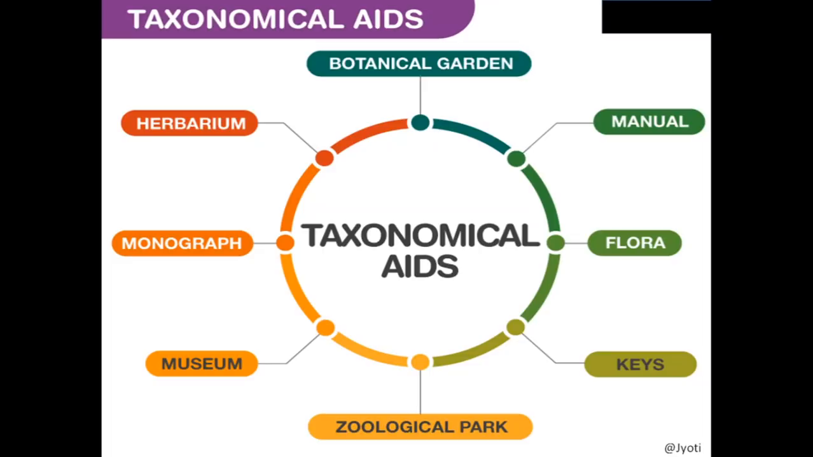For animals, we can go for zoological park. For plants, we can go for botanical garden. Similarly, for plant species, we can go for herbarium. For animals, we can go for museum. So, for different groups of organisms, we can refer to different taxonomical aids. So, these are the different types of taxonomical aids. Let us discuss one by one.